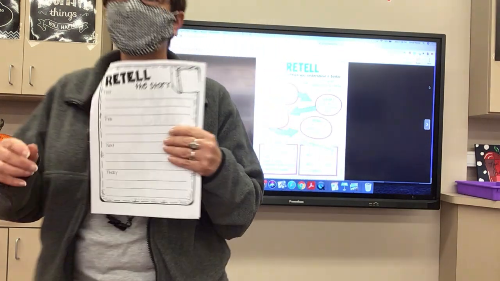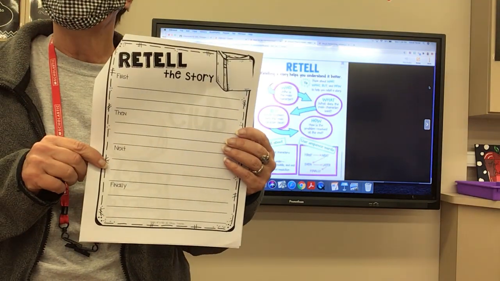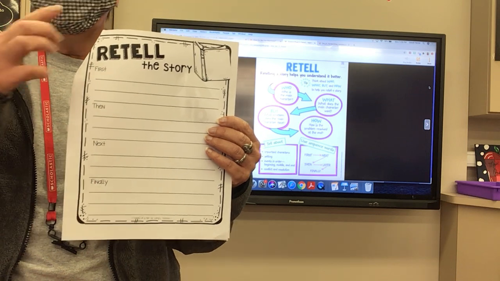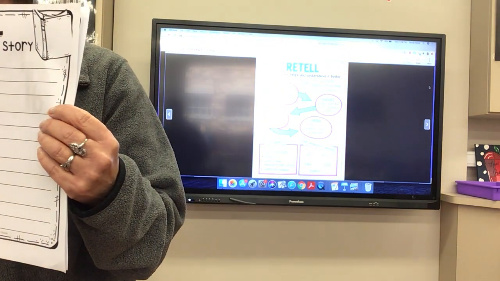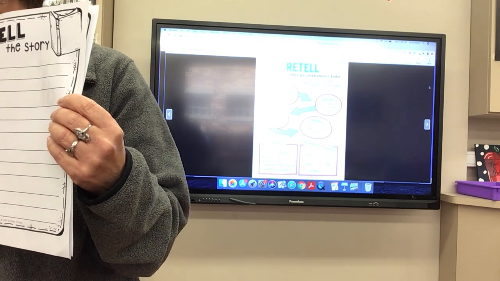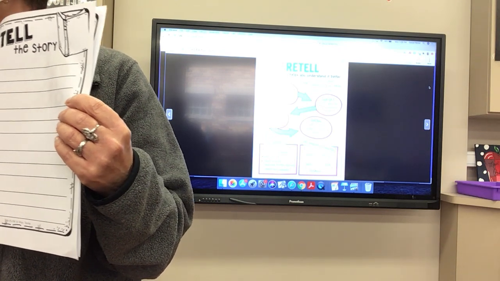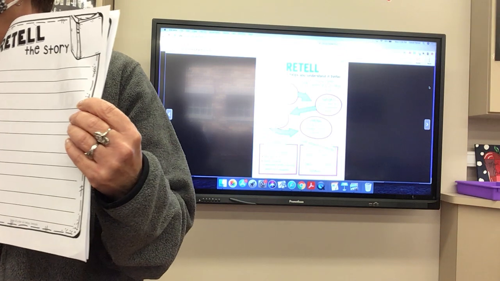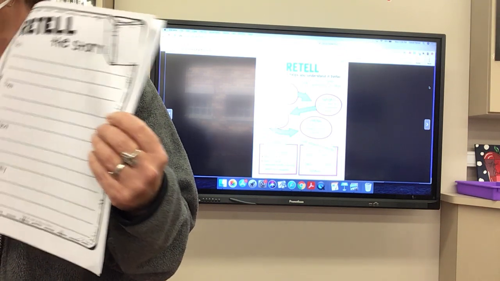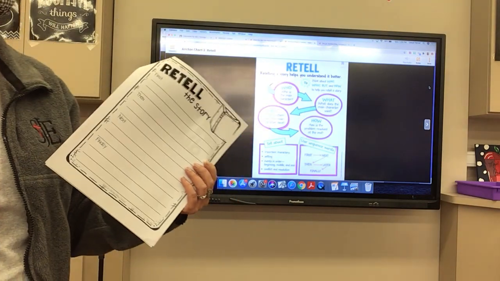Okay, so that is how we retell. We say first, then, next, finally. And we think about what our characters are doing. We think about someone: who was the story about? Wanted: what did the main character want? But: what was the problem? So: how did the main character try to solve the problem? Then: how was the problem resolved?